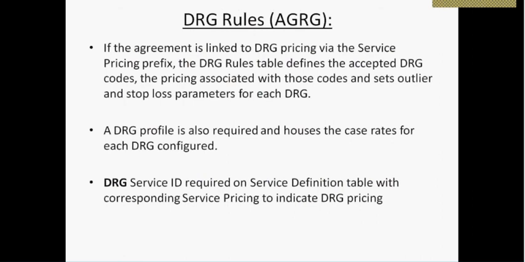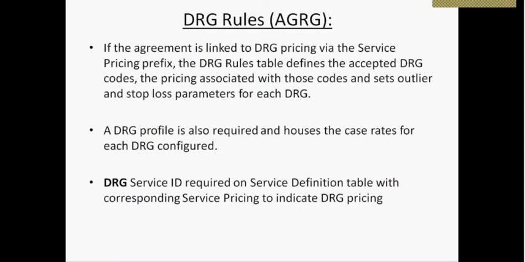When you are defining these DRG rules in Facets, the agreement is linked to the DRG pricing. So critical, this agreement that we have been talking about is linked all the time to the service prefix. DRG rule tables define the accepted DRG codes, the pricing associated with these codes, and set the outlier limits, and stop loss is your parameter for liability coverage. A DRG profile is also required and houses the case rates for each DRG configured. And the DRG ID is required on the service definition table. So these are the different tables in Facets where you define and assign these DRG codes.